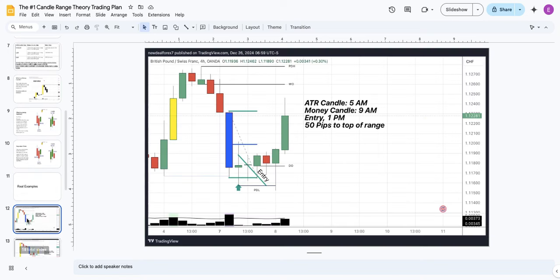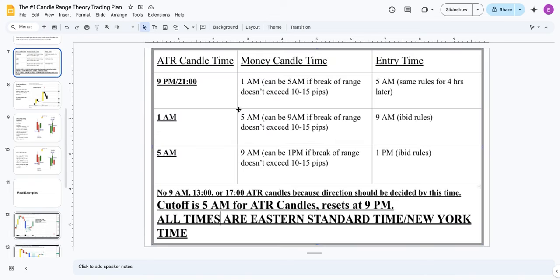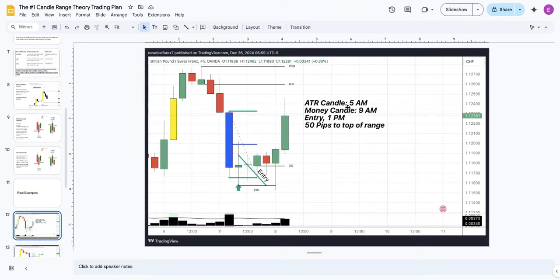So now let's get into some real chart examples. Again, I'm going to toggle back and forth between the decision flow and the time chart and the screenshots. Here's my first screenshot. The ATR candle is at 5 a.m., which is right here. So what does that mean? You already know what you want to see, and then you just take action repetitively. So 5 a.m. has the candle.